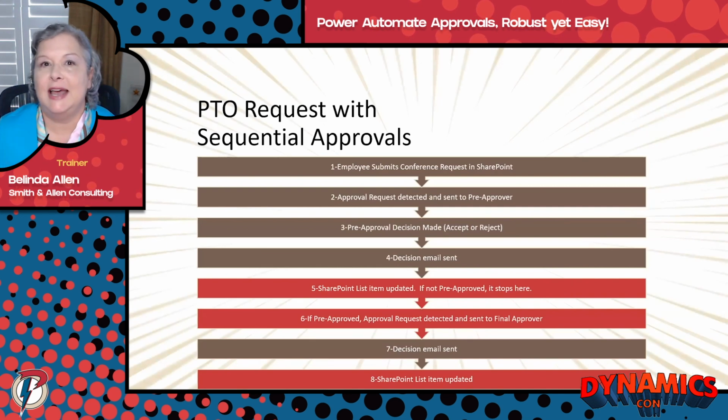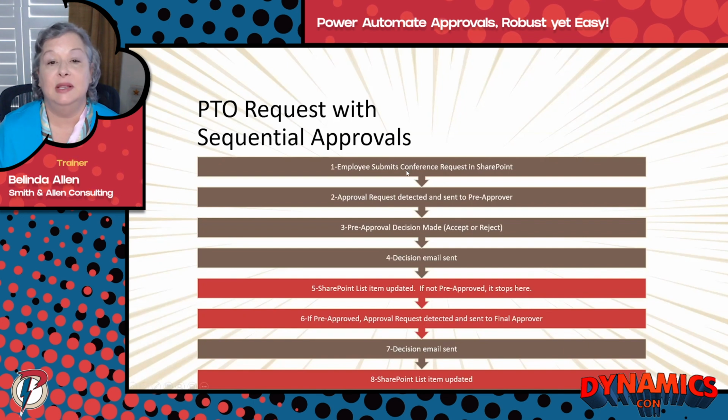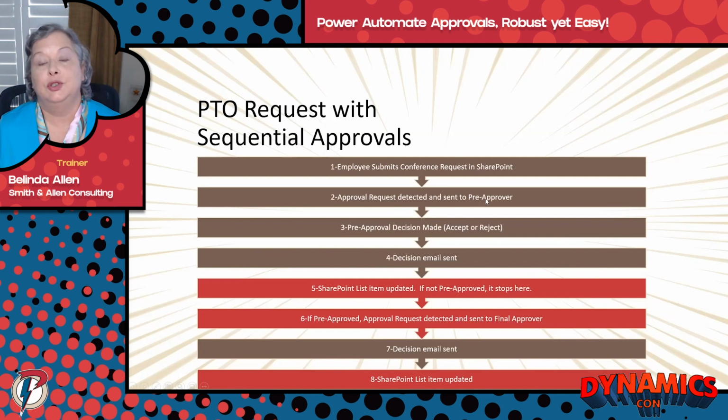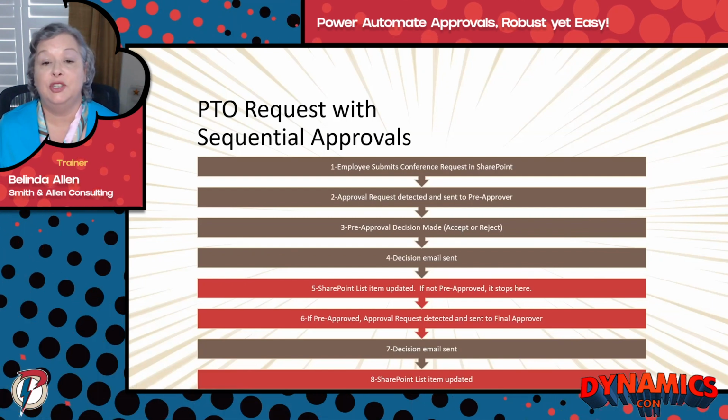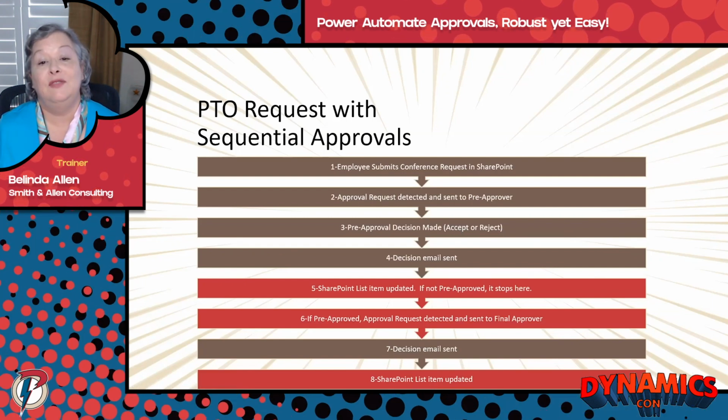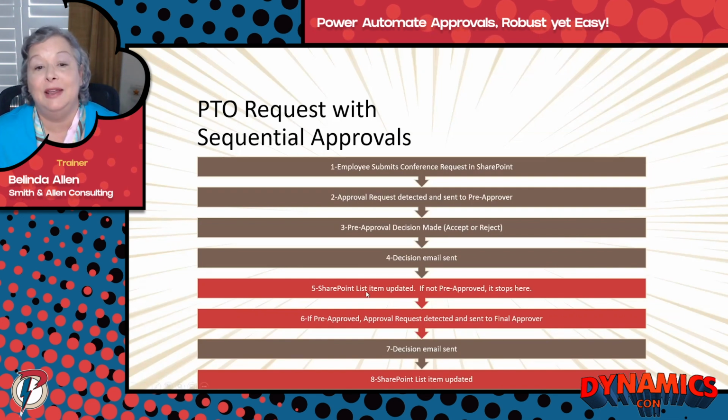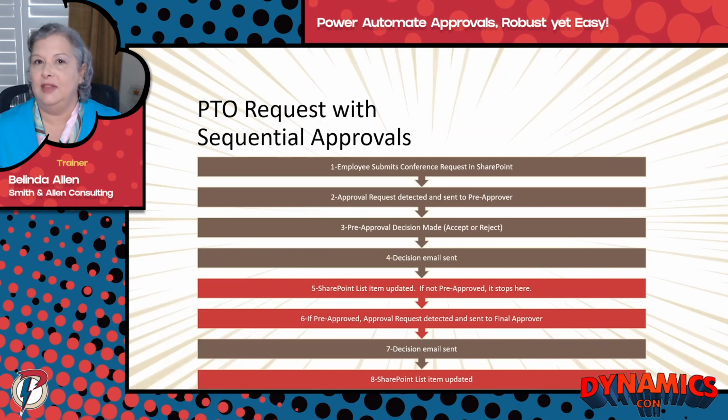So let's talk briefly about sequential multi-stage approvals. They work exactly the same way as a simple approval. An employee in step one submits the request. In this case, it's a conference request. It goes to the pre-approver, which in this case would be the supervisor. They make a decision to accept or reject. If they accept it, then it keeps going on. Otherwise, it stops. So the SharePoint list gets updated and it would stop if they said no.